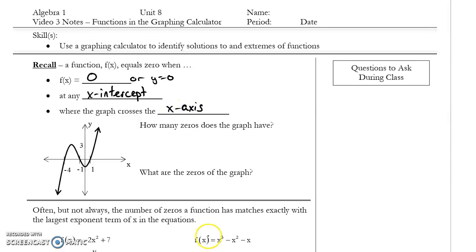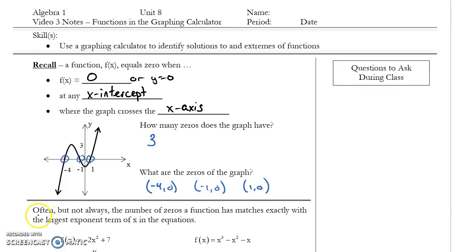With all of that said, how many zeros does this graph have? Well, here's my x-axis. The graph crosses it 1, 2, 3 times. I have 3 zeros. What are the zeros? They're at (-4, 0), (-1, 0), and at (1, 0). 3 solutions, 3 zeros. Those are my 3 ordered pairs.